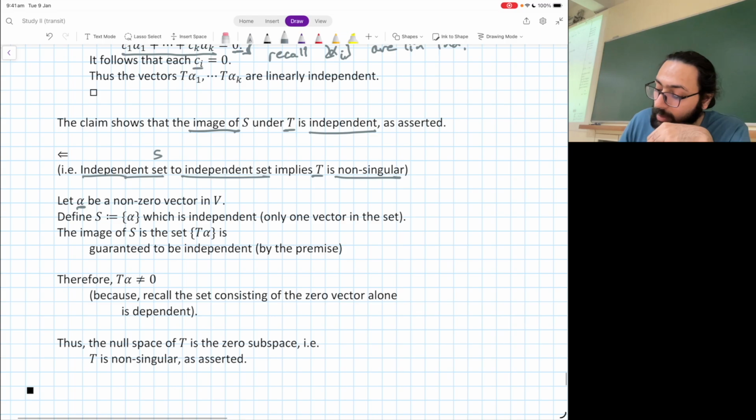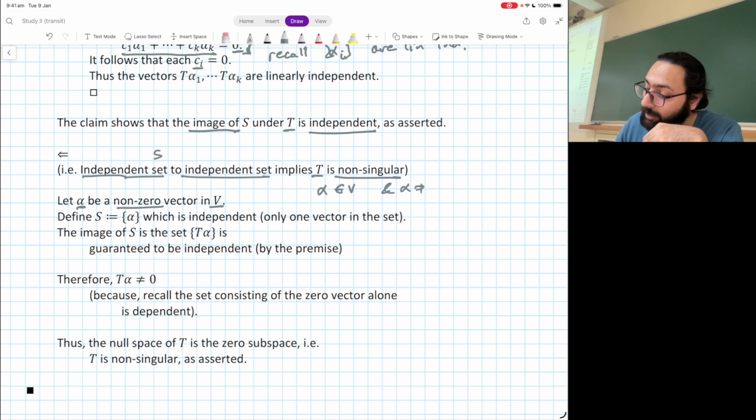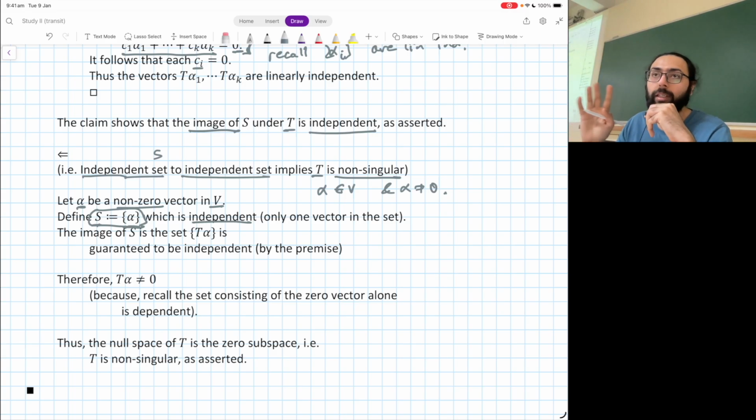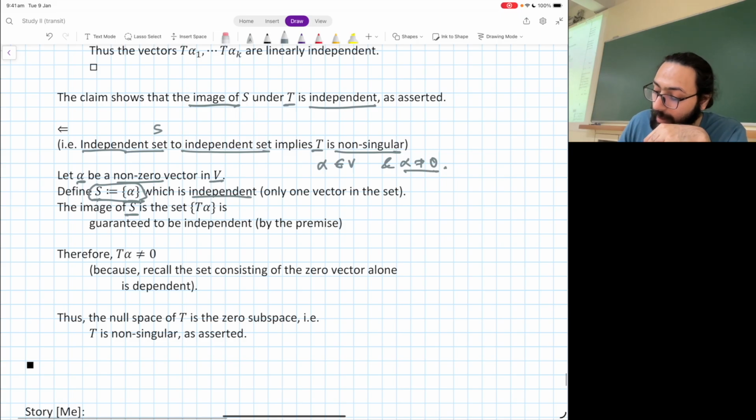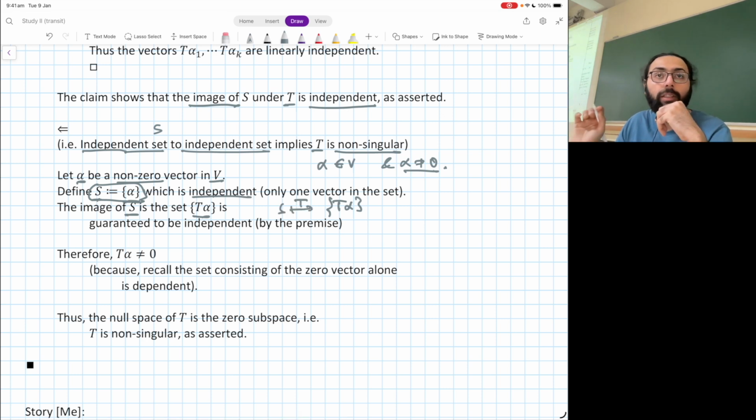So let alpha be a non-zero vector in V. So alpha is in V and alpha is not 0. Define S to be this single set, so S consists of just one vector. And this by definition is independent, because a set with a single vector satisfies the definition: the only way the combination can give you 0 is if the vector is 0. Now the image of S is basically just this set. S under T gets mapped to the set containing T of alpha. That's all there is.